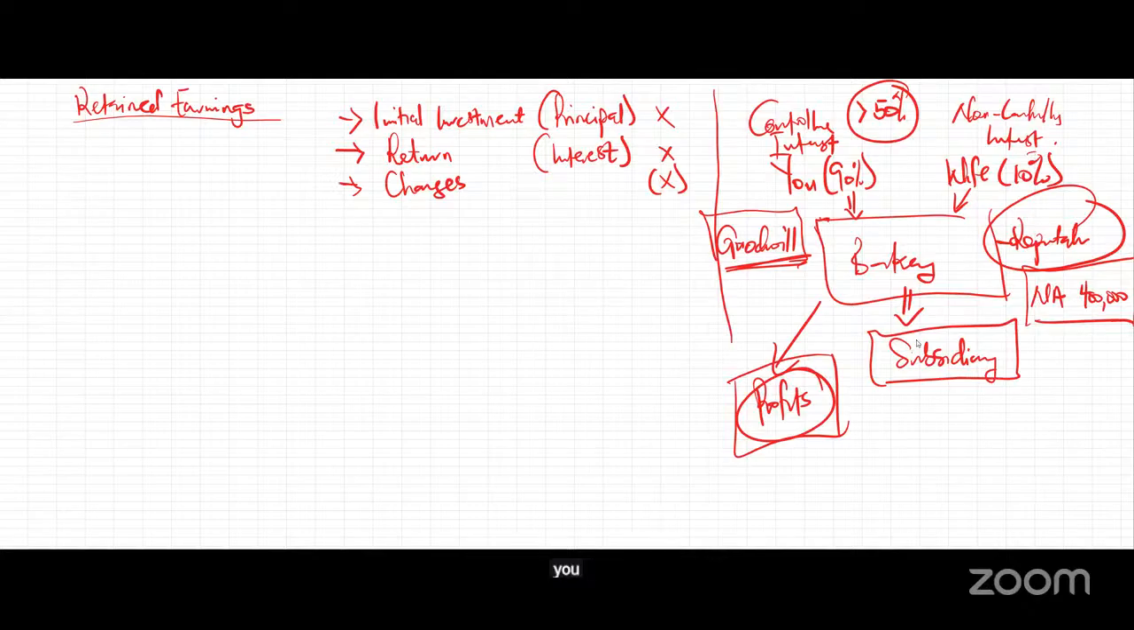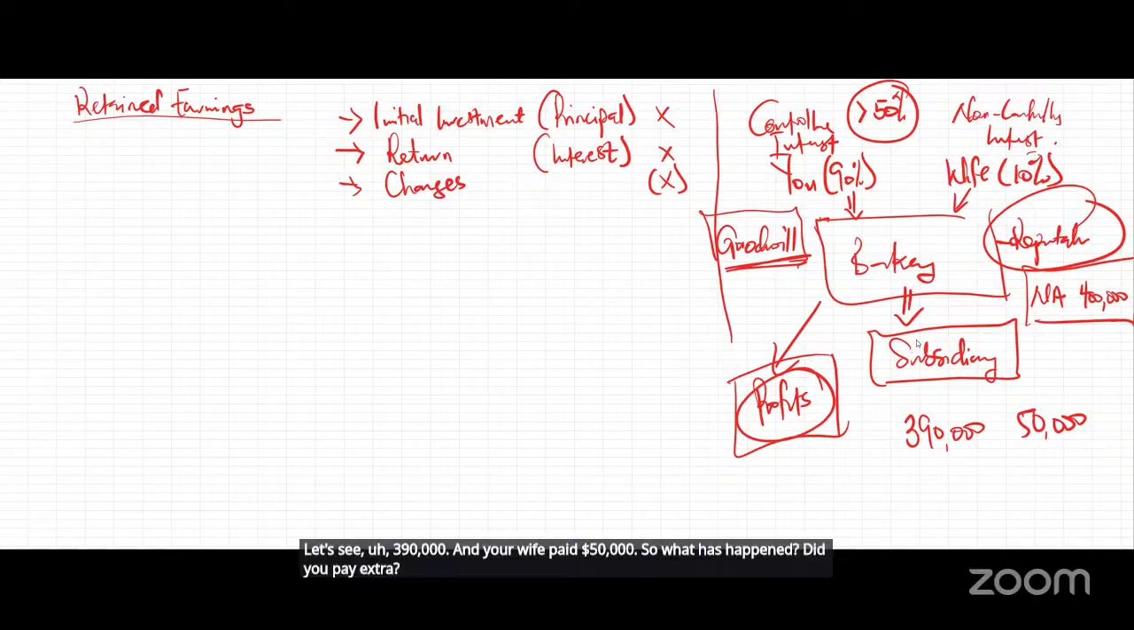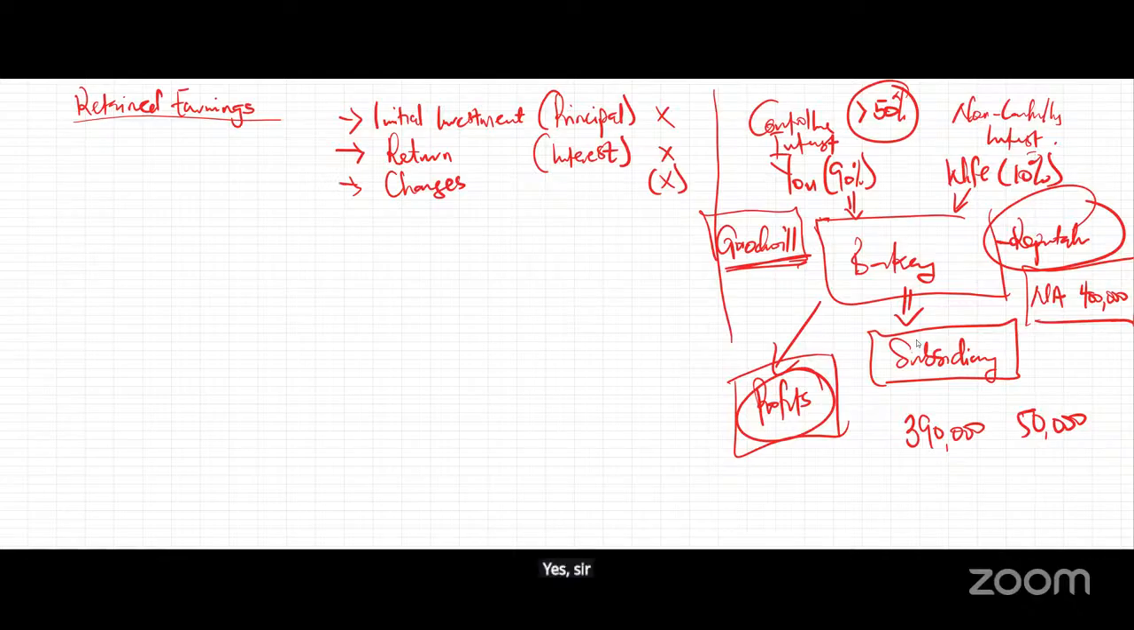You went on to pay, let's say, 390,000, and your wife paid 50,000. So what has happened? Did you pay extra? Yes, sir. So it means that instead of paying your 360,000, you paid 390,000. So you paid extra. Your wife also, instead of paying 40,000, she paid 50,000. So that means you have paid for what? Goodwill. Do you understand?